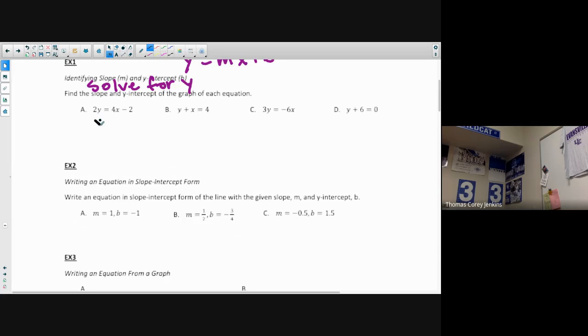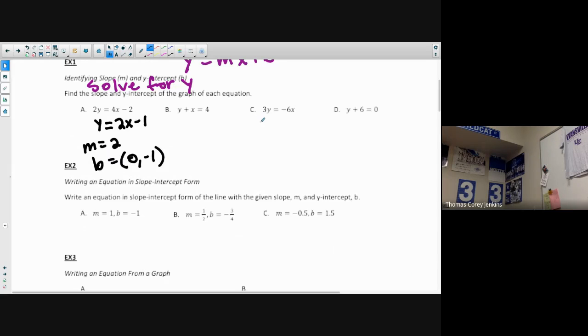On this side, that would give me y. On the other side, 4x over 2 would be 2x. And minus 2 over 2 would be minus 1. Okay, now I can look at this and tell that the slope, or m, is 2. And the y-intercept, or b, is -1. Now, I think MathXL would take -1, but I would like for you to think of that as an ordered pair. So that's the point (0, -1). I'm going to leave b for you guys.